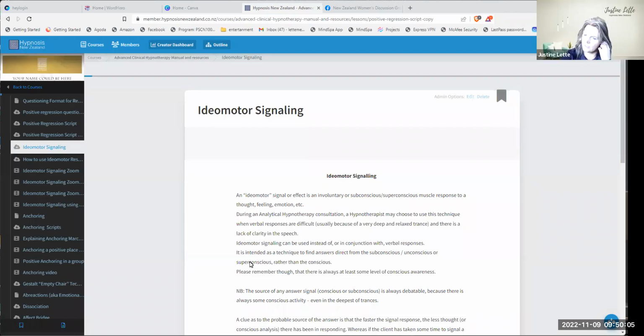Okay, so we're going to do ideomotor signaling. Now, ideomotor, for hypnotherapy, means getting a response or a form of communication with the client when you're working with them. It's a subconscious or superconscious response. So they're in a deeper trance and we ask for a head nod, or when we do rocking, that's an ideomotor response. We're asking the body to rock forward for a yes and a no.